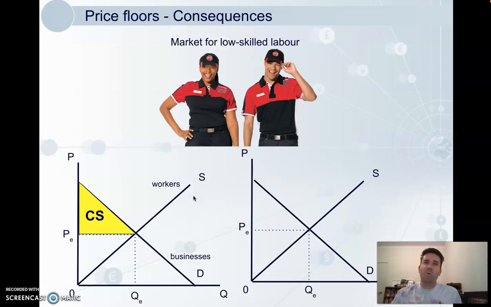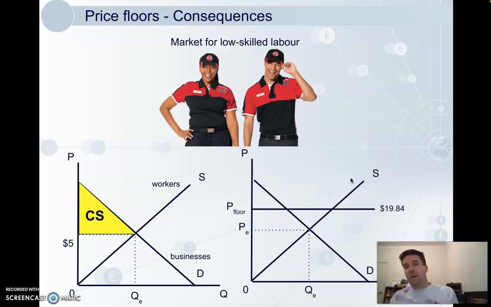Now, why would the government want to impose a price floor in this market? What if the equilibrium price in a free market where demand meets supply was only $5 an hour? Many would agree that that's just too low a wage to live on in Australia. So governments want workers to be able to live, most governments, so they set a price floor above the equilibrium price. In Australia, that's about $19.84 an hour.